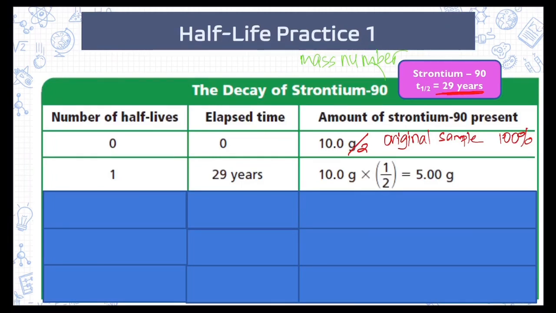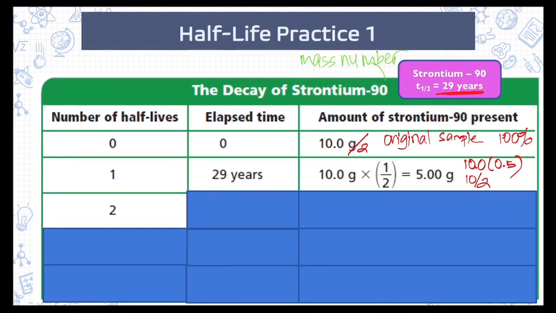5 grams. Okay, so you can express this when you're showing your work. You can express it as 10.0 times 0.5. You can express this as 10 divided by 2 or 10 times 1/2. So you can show your work in multiple ways. After the second half-life, all we're doing is adding another 29 years to figure out the total amount of time that has passed. That's 58 years.